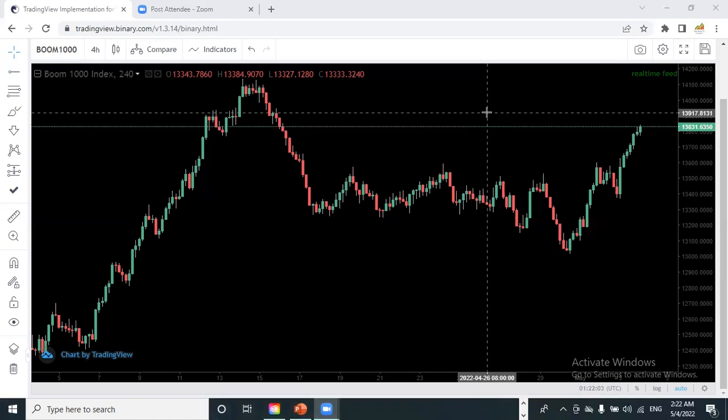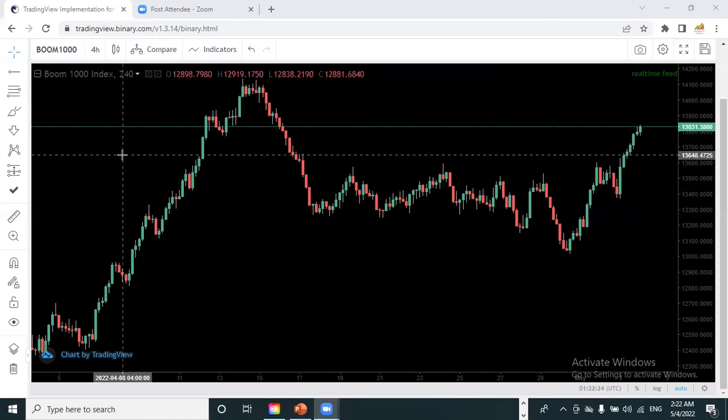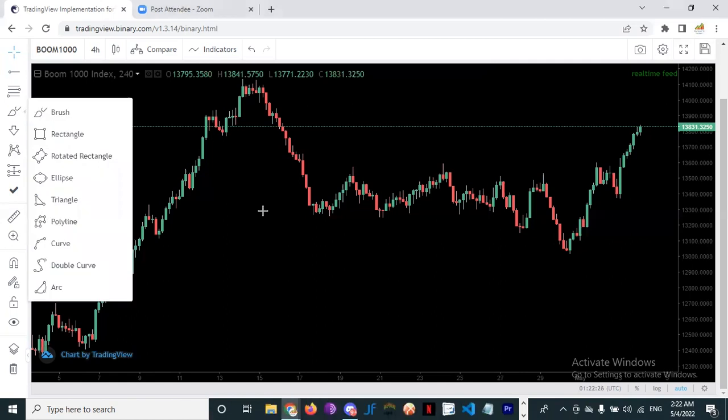So let's get right into the strategy. For this strategy, you're going to need just two simple indicators. It's so simple, it's so easy to do. I'm going to list out the indicators that you're going to be needing for this.